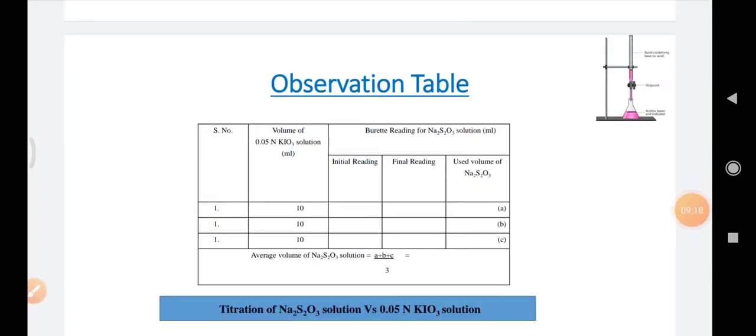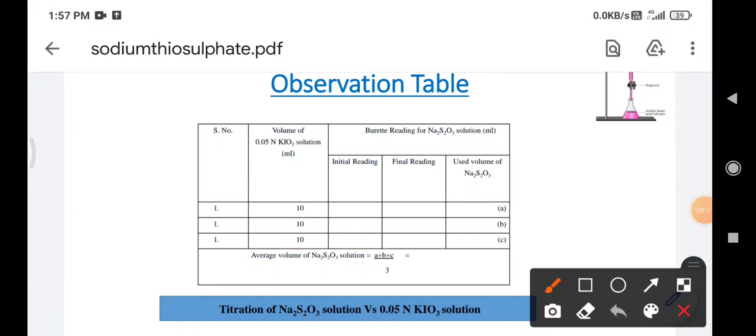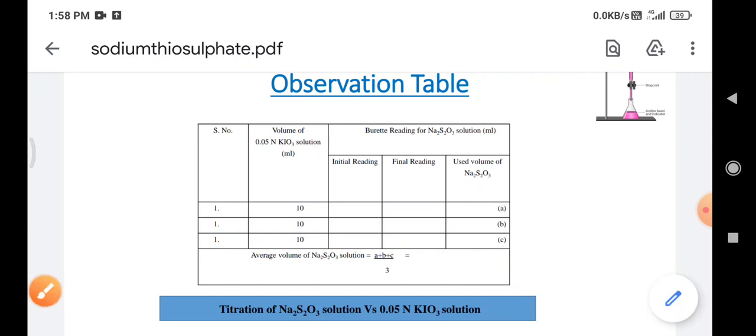This is the observation table, and in the observation table we can draw the volume of 0.05 normal KIO3 solution which is taken, and it is 10 ml. We can take 3 readings for a precise result. Then we can take the burette reading, and for burette reading we can mention the initial reading, the final reading, and then we can subtract both to find out the used volume. For used volume, we can get 3 readings A, B, C, and then we can get an average volume. So like this we can draw our observation table.